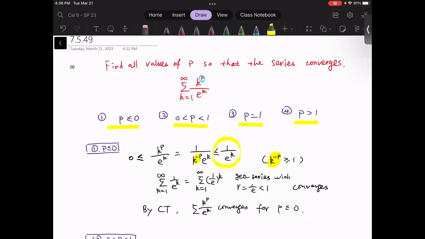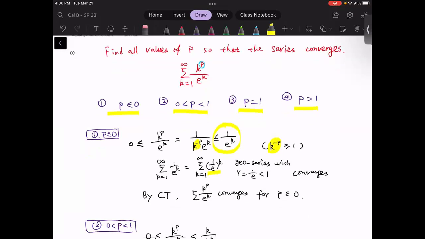And we can slightly rewrite this term. It turns out that this is a geometric series where r is less than 1. That means we have the convergence for this. All right. So here we could apply the comparison theorem to draw the conclusion. So the original series will actually converge for p less than or equal to 0.